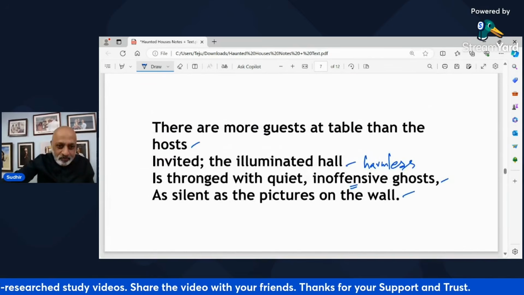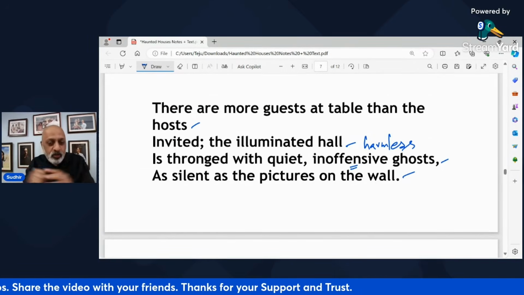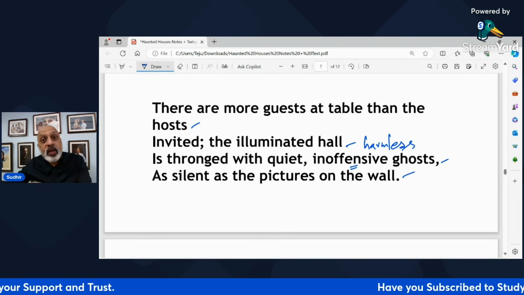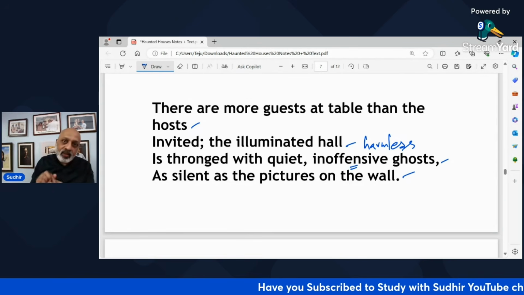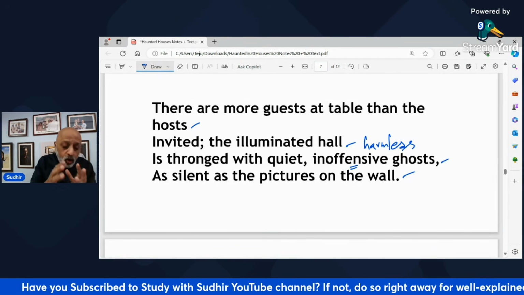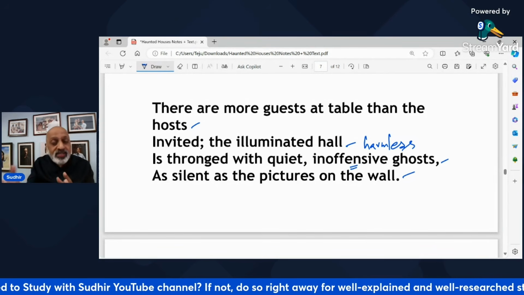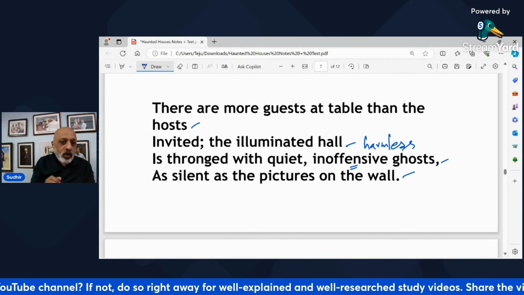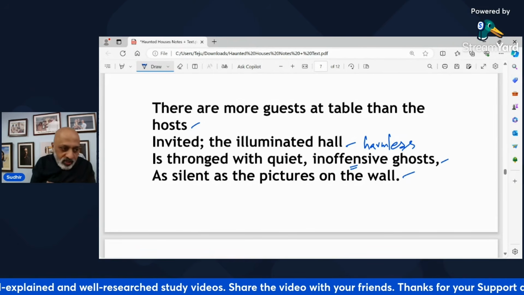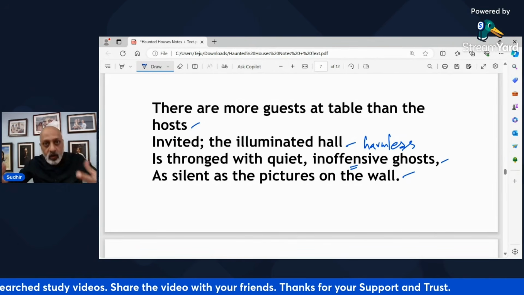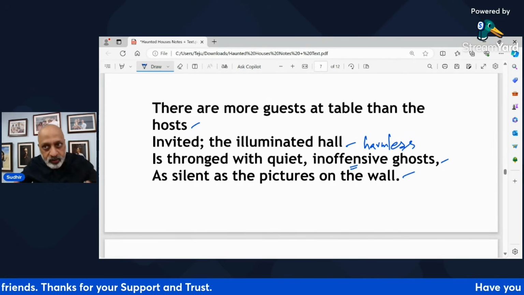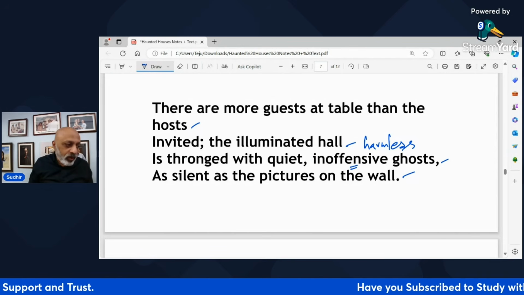Okay, so there are more guests at the table, as you found out now, than the hosts invited. That is, more than the number of people invited by the host, there are more guests at the different tables. And so they are a constant, unseen presence inside the house. The illuminated hall is thronged with quiet, inoffensive ghosts. What does it mean? It conveys that the ghosts are many. Thronged suggests that it is a crowd. You see, there are quite a few ghosts I showed you in that photograph. So thronged conveys a sense of crowd, that there is quite a crowd. Okay, so that's what is being conveyed.